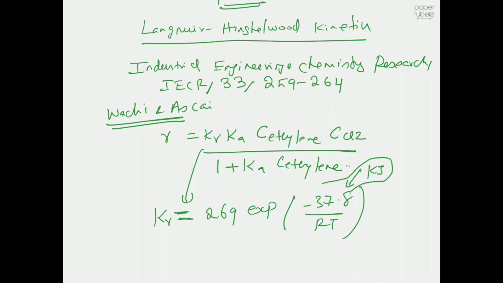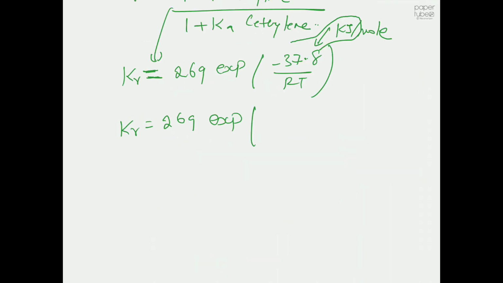Anybody can go to the literature if you know how to use it, and you can get this type of information, but you must pay attention to the units involved. Yeah? So pay attention to the units. The activation energy is 37.8 kilojoules per mole, and obviously if you want, you can convert it into joules. For example, 269 exponential minus 37800 by RT. That will make this activation energy into joules.